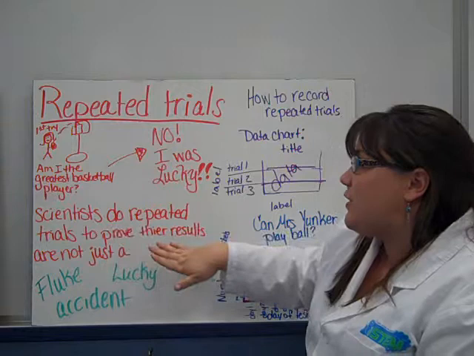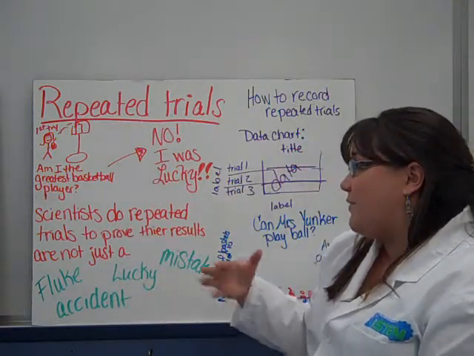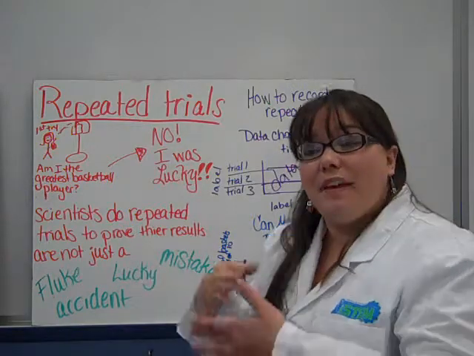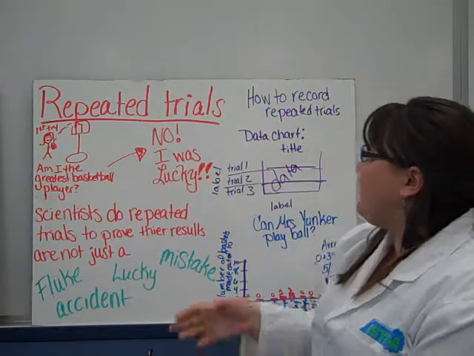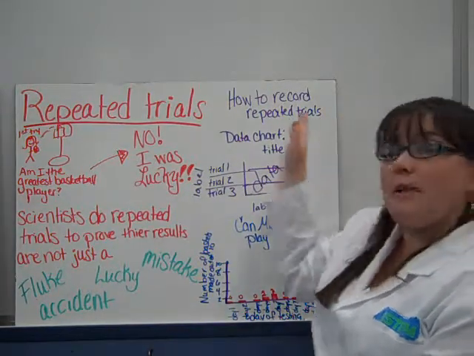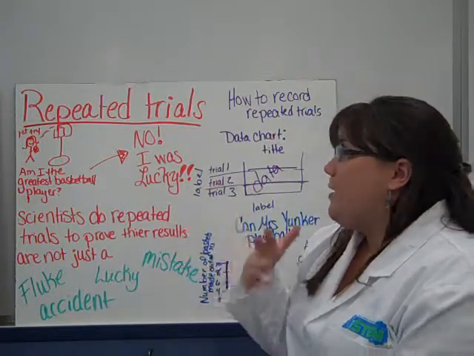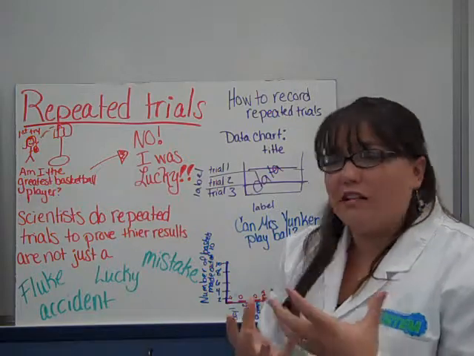So scientists do repeated trials to prove that their results are not just a fluke or an accident or lucky or a mistake. They have to say this is actually what happens most of the time. So when you're doing experiments, we know to do repeated trials. We know we do it more than once. But how do you keep track of all that data, all that information you're measuring and collecting?